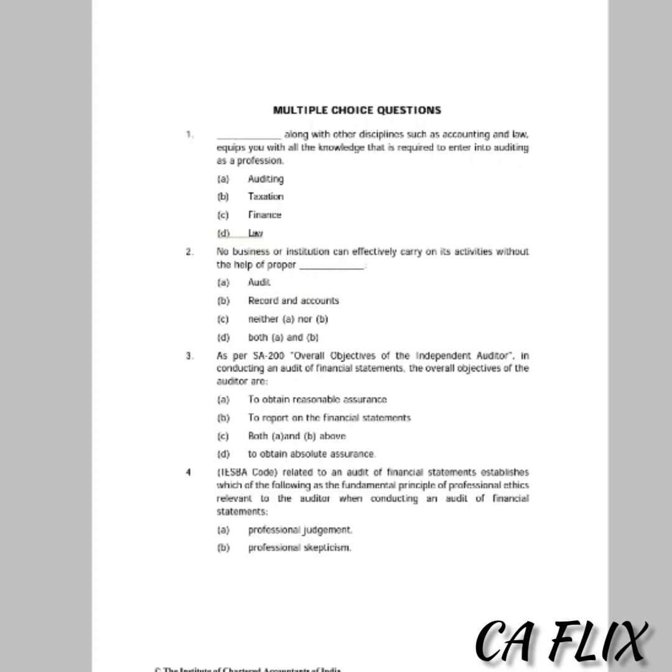Question 2. No business or institute can effectively carry on its activities without the help of proper dash. Option A, audit. Option B, record and accounts. Option C, neither A nor B. Option D, both A and B. Answer is option C.